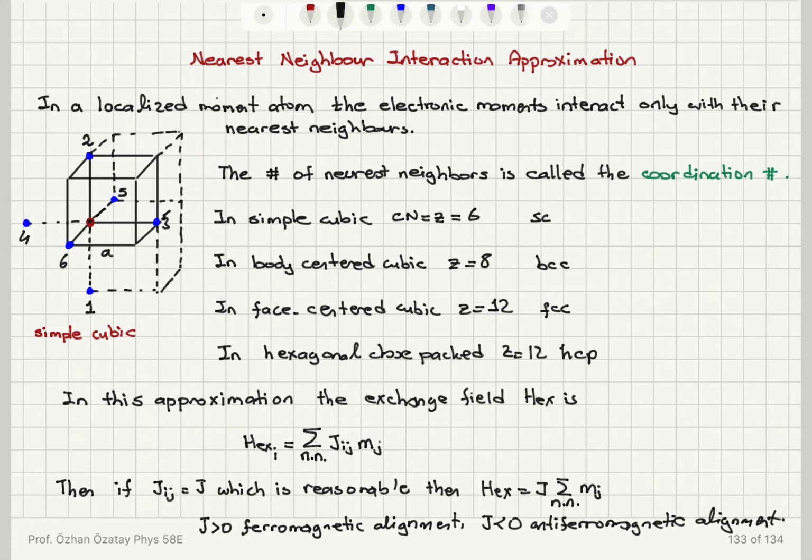In this approximation, the exchange field will be the sum over all nearest neighbors of the coupling constants J between ith and jth moments times Mj, which is forcing it to point in the direction of m sub j if Jij is positive, which is the constant J for all nearest neighbors. If that's positive, we will have ferromagnetic alignment, negative anti-ferromagnetic alignment. The moment will align with the nearest neighbor moment, or anti-align, which is anti-parallel.